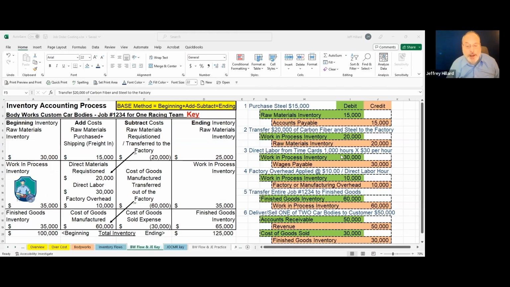The second transaction is that we transfer $20,000 worth of carbon fiber and steel from the warehouse to the factory floor, to work in process. So this is our raw material requisition. $20,000 is subtracted from raw materials, that's your credit, and transferred to the factory, where it's now called direct materials from now on. So that is your debit. It adds to work in process inventory.